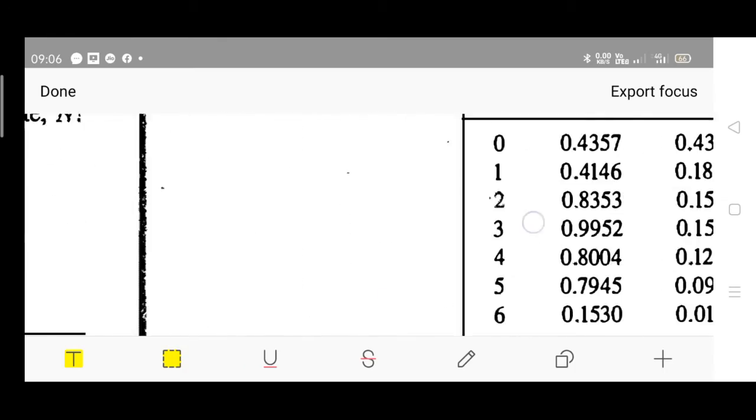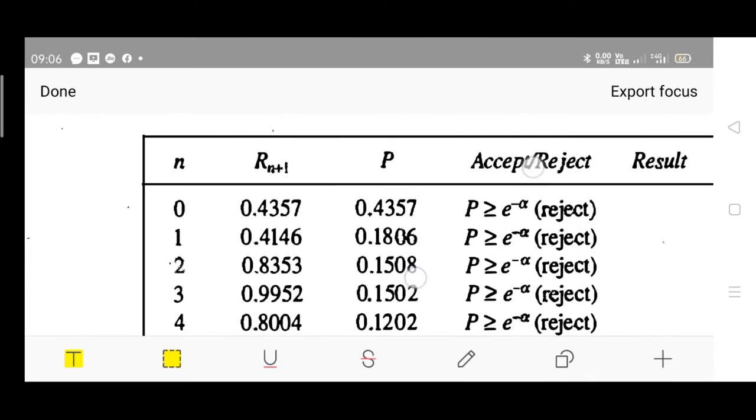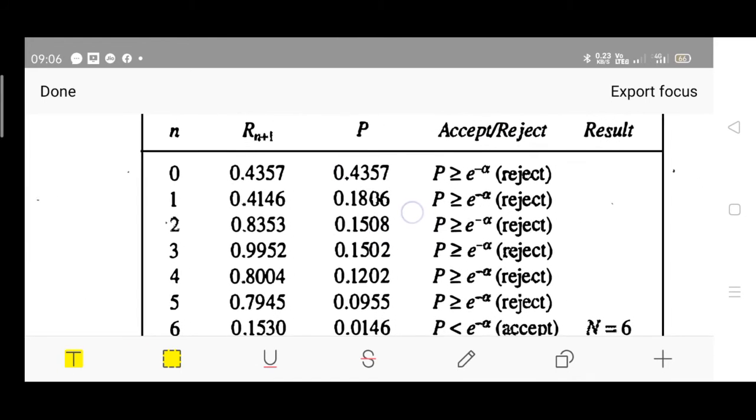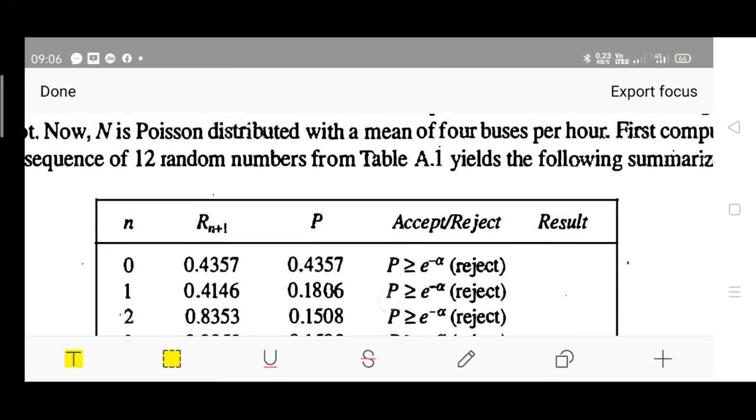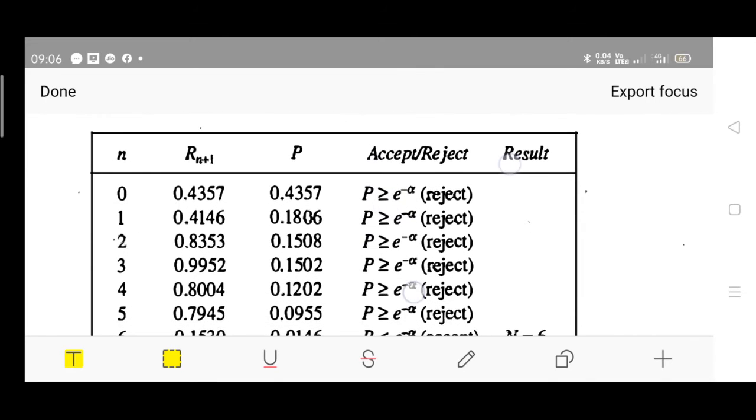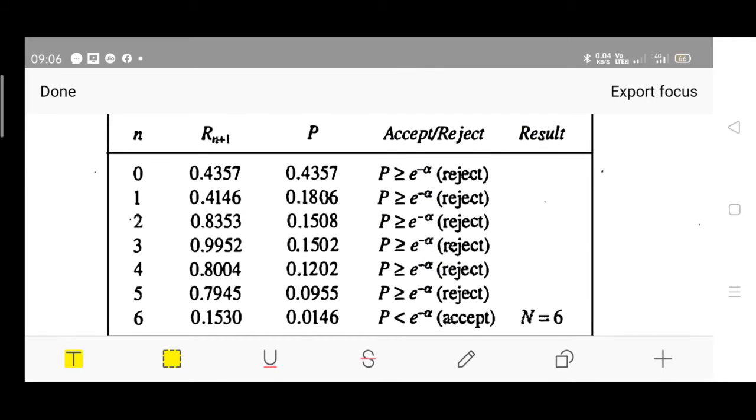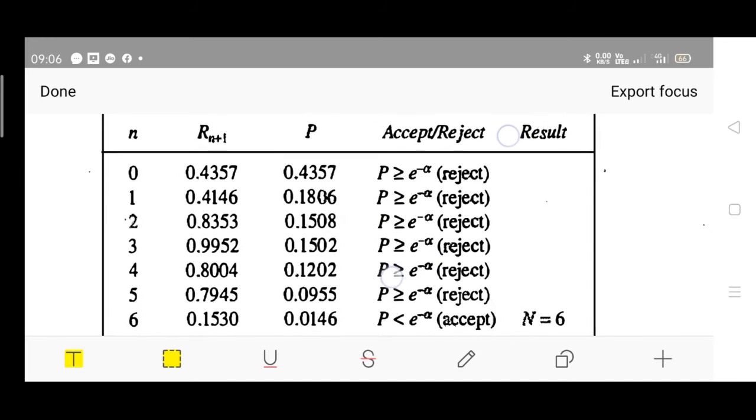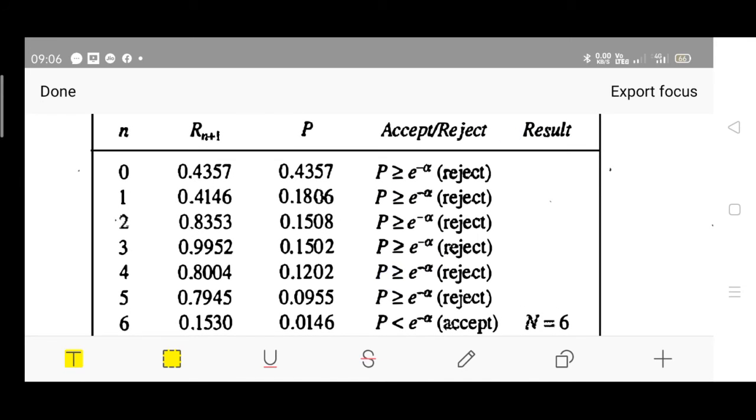Okay, here is the tabular representation. As you can see, whatever we have considered so far, we have represented in a tabular format. Values are mentioned, 0.4357, n, r of n plus 1, then p is mentioned, whether accepted or rejected. You can just mention whether it is accepted or rejected.